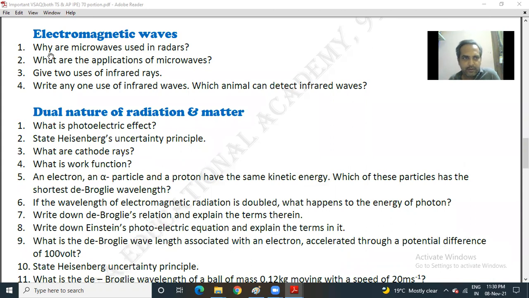1. What are microwaves used in radars? 2. What are the applications of microwaves? 3. Give 2 uses of infrared rays. 4. Write any one use of infrared waves. Which animal can detect infrared waves?